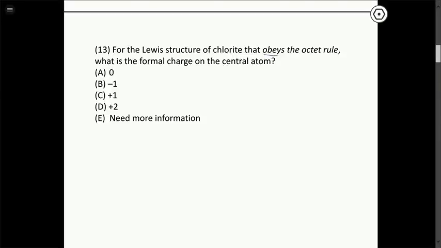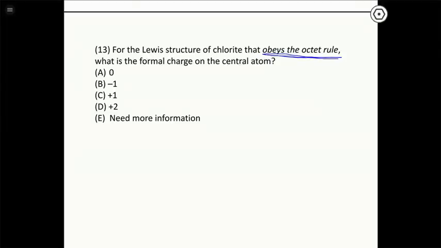The key word here is obeys the octet rule. So if you have a problem that asks you something about the octet rule or says obey the octet rule, that means we have no more than 8 electrons around any of the atoms. Now we know that there are some atoms that can violate the octet rule, but here we're going to try to draw a structure that completely obeys the octet rule, even if it might be possible to go beyond that.